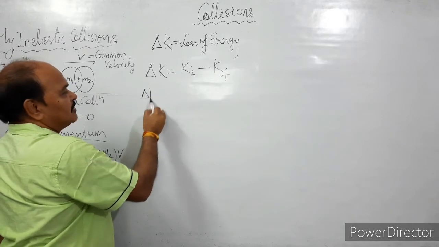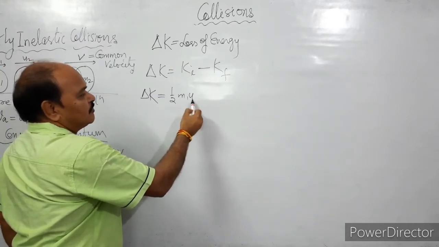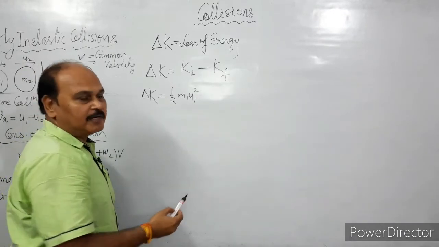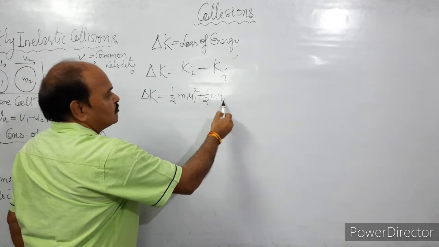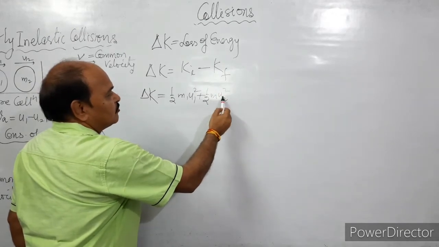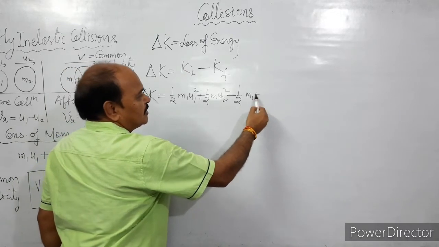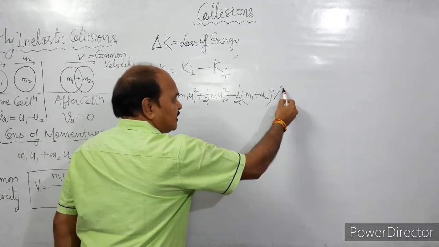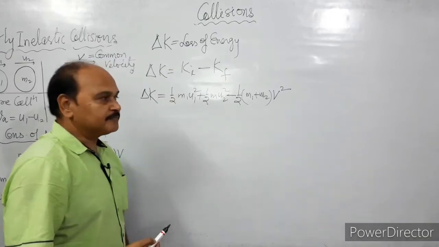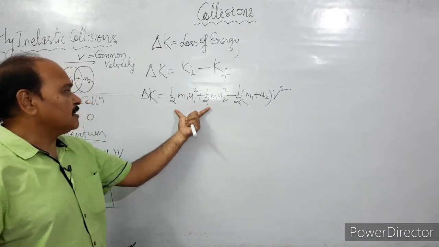So what is this total initial energy? Total initial energy is 1 upon 2 m1 u1 square, this is the kinetic energy of mass number 1. Kinetic energy of mass number 2 is 1 upon 2 m2 u2 square. And what is total final energy? It is 1 upon 2, as both the masses are moving together. Both the masses, that is m1 plus m2, move together with velocity v, which is the common velocity. So this is the total kinetic energy finally, and this is the total kinetic energy initially.